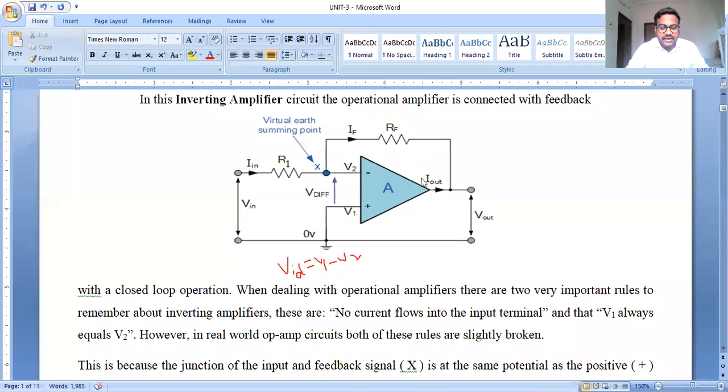If it is an ideal operational amplifier, there is no current flowing through the inverting and non-inverting terminals. The currents at the negative and positive terminals are zero, and our operational amplifier is in ideal condition. We have a high impedance, so the current flowing through the operational amplifier is very minimal. Let us assume the current flowing through the inverting and non-inverting terminals is zero.